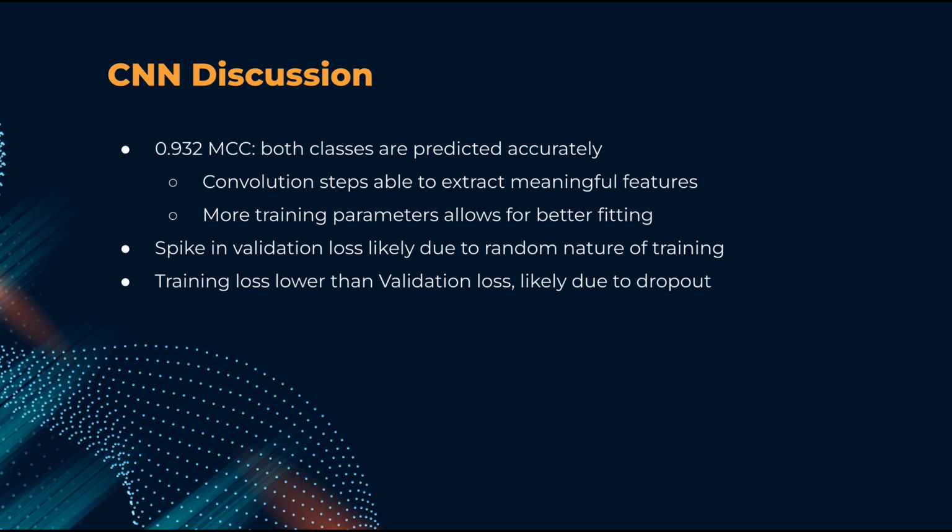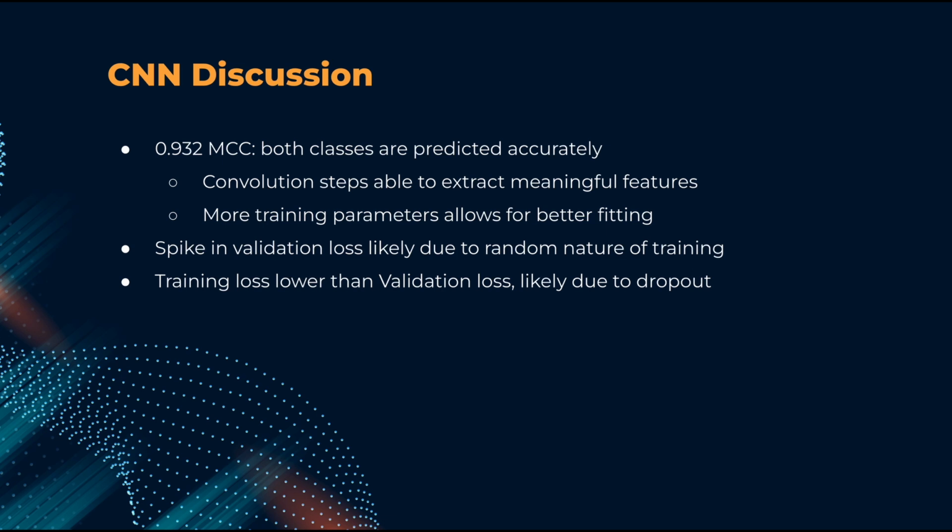So the high MCC score indicates that the convolution steps were likely able to extract meaningful features from the individual pixels. And also, the larger number of training parameters likely allowed for better fitting over the dataset.